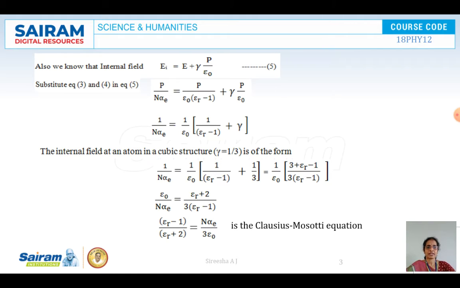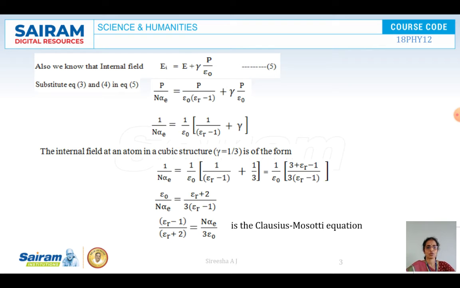Taking the LCM and rearranging and simplifying, you will get epsilon naught by n alpha E is equal to epsilon r plus 2 by 3 into epsilon r minus 1. Just rearrange the terms, denominator to numerator and numerator to denominator, cross multiplying. You will get the equation as epsilon r minus 1 by epsilon r plus 2 is equal to n alpha E by 3 epsilon naught.